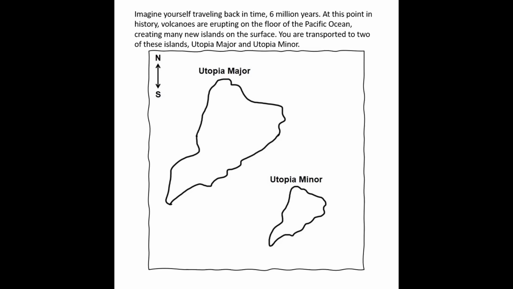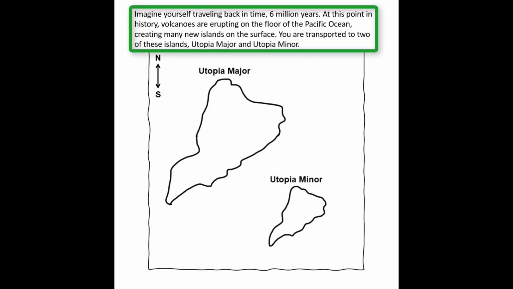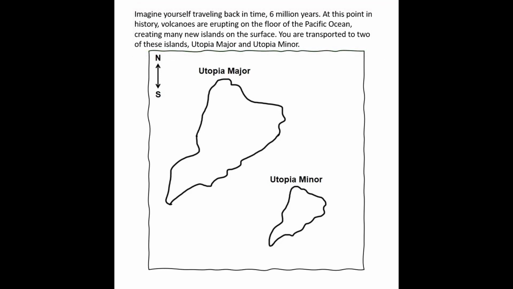Hi, in this video I'm going to walk you through Utopia Island, a story about the evolutionary concept of speciation. Imagine yourself traveling back in time, 6 million years. At this point in history, volcanoes are erupting on the floor of the Pacific Ocean, creating many new islands on the surface above. You are transported to two of these islands, Utopia Major and Utopia Minor.